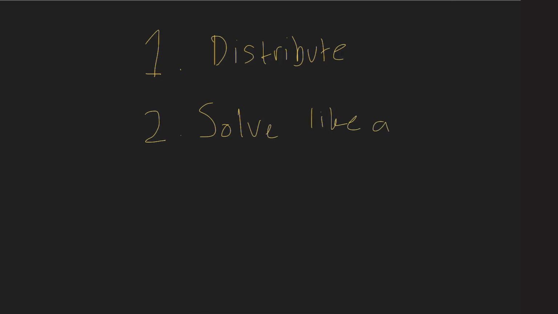So, step 1, you have to distribute. The first thing you do when solving equations with the distributive property and two steps is use the distributive property, or distribute, first. Then you solve it like a two-step equation.